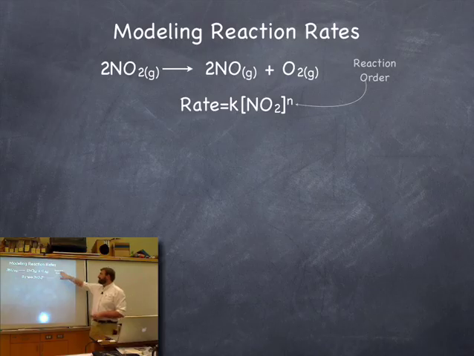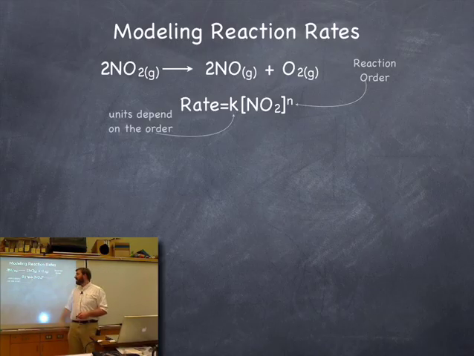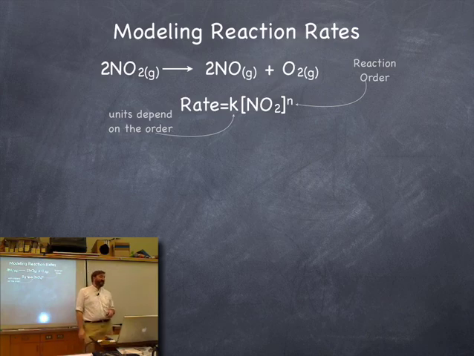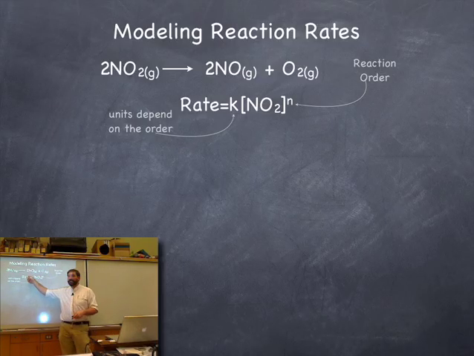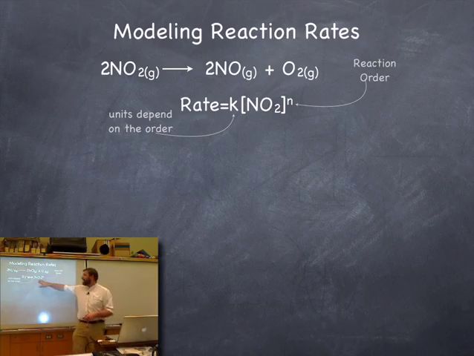So, reaction order, and this N value and this K value, this is our rate constant. The units of the rate constant will depend on the N value, because the rate constant is going to have units that make this work. We know the units for the rate. That's molarity over time, which is moles over liters multiplied by time. Okay, and we'll see that in a sec. But the K value has to have units that balance out whatever the concentration units are.